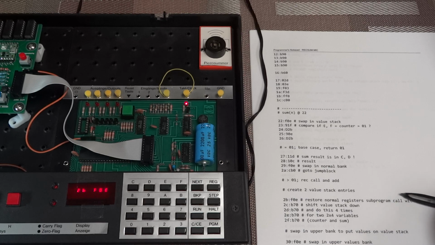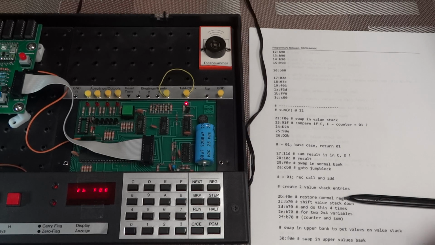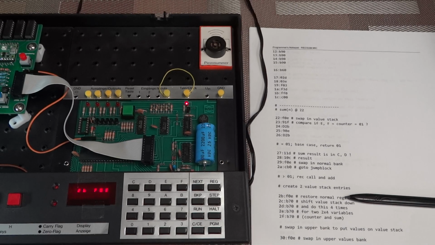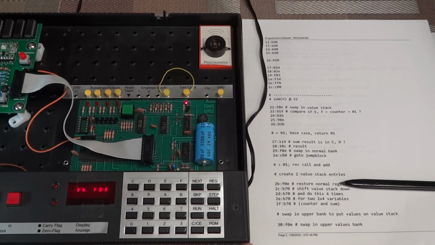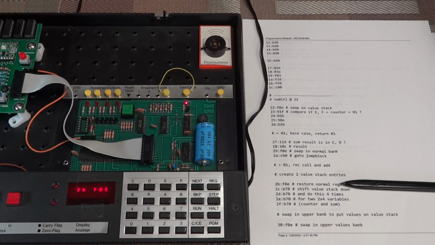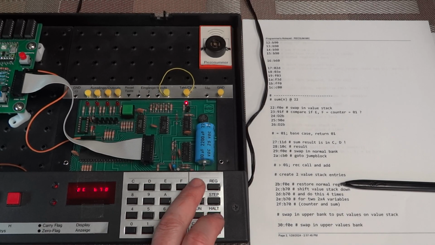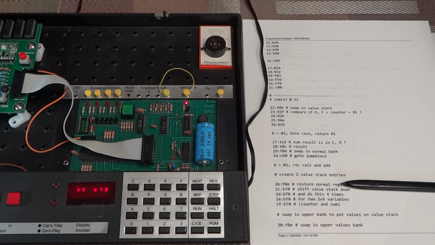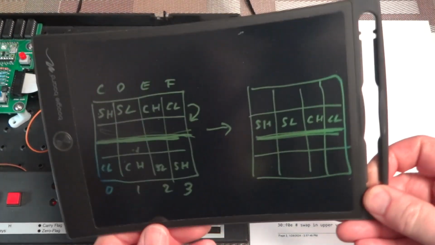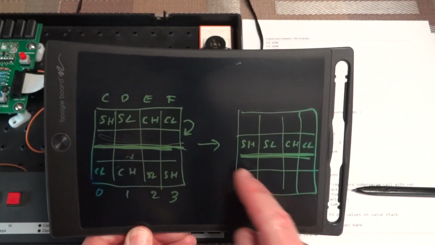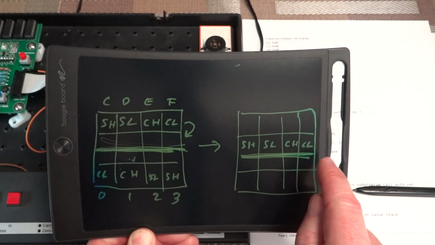Else at 2B, we are starting with the inductive case, right? And so we gotta do a little bit more now. Again, we start by restoring the normal foreground register set. And now, because we need to prepare a recursive call, we are shifting down the value stack, right? And we are going from this state into this state.